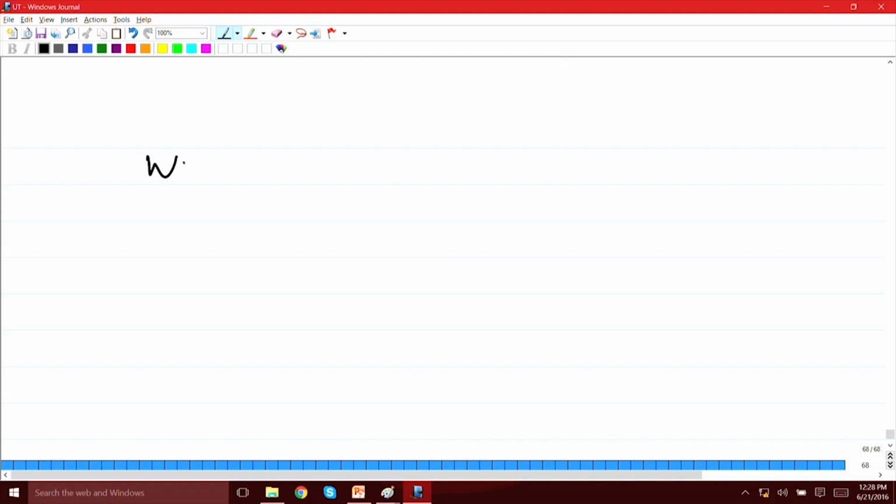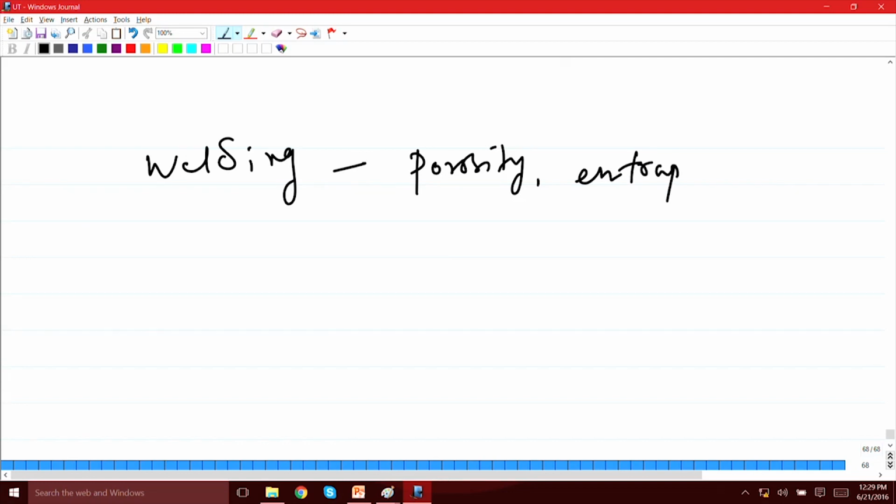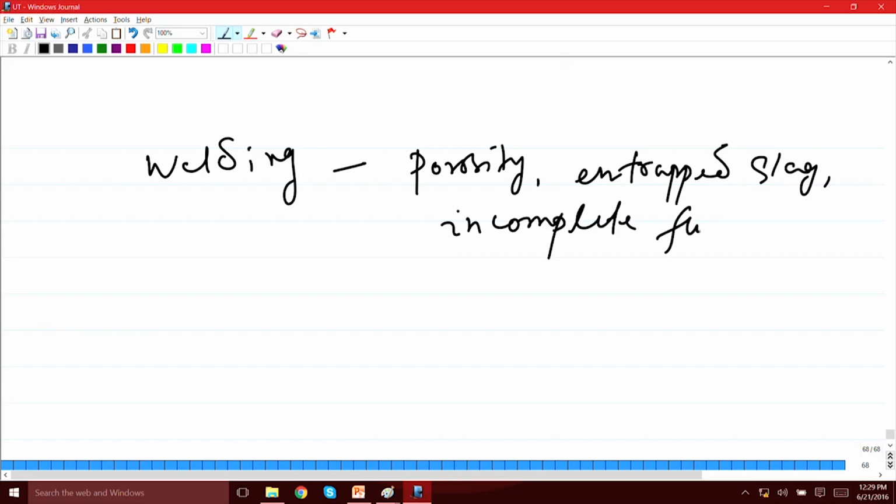Welding we have already seen. So, these are the kind of welding defects that can be found out by this ultrasonic technique. Cracks and so on.